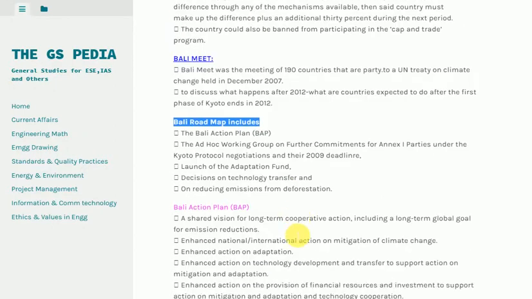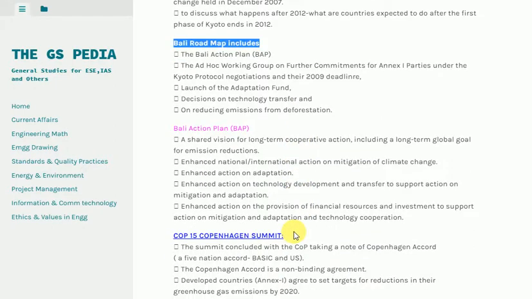Annex I parties under the Kyoto Protocol negotiations and their 2009 deadline, launch of the Adaptation Fund, decisions on technology transfer and on reducing emissions from deforestation. Bali Action Plan, BAP. A shared vision for long-term cooperative action, including long-term global goal for emission reductions. Enhanced national/international action on mitigation of climate change.